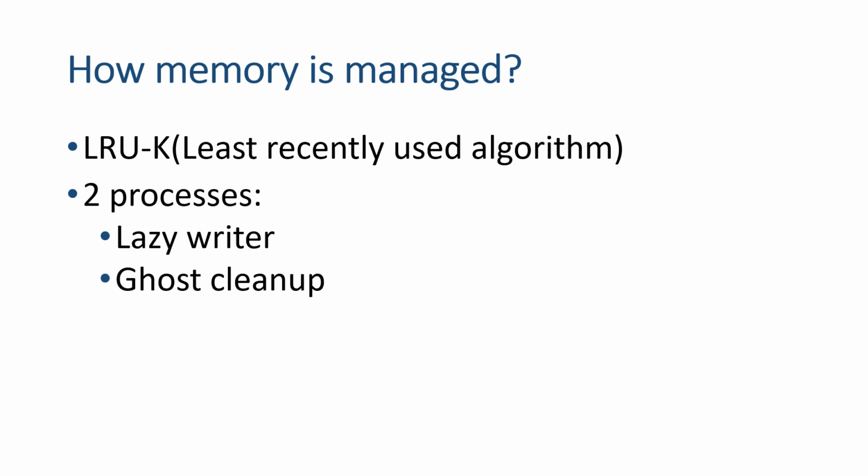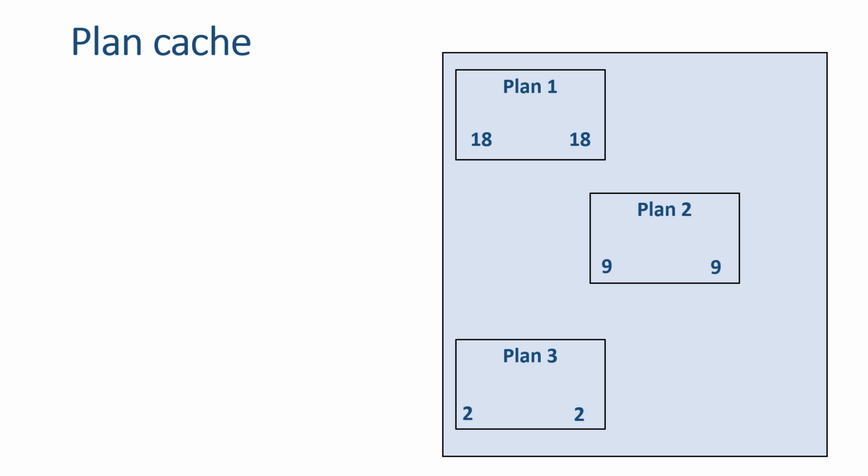Now, how does this memory get managed? There are two types of processes which manage this kind of memory. One is the lazy writer and the other is ghost cleanup. Now let's see how the lazy writer and ghost cleanup work. We are taking our example plan cache here. The diagram on the right side is my plan cache. It's really small. We just have three execution plans in it: plan 1, plan 2 and plan 3.